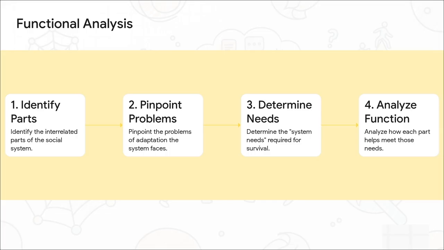And they have a pretty clear-cut method for analyzing all this. It's basically a four-step process. First, you identify all the different parts of the social system. Then, you figure out what kinds of problems that system is facing. Step 3 is figuring out what the system needs to survive, its system needs. And finally, you analyze how each one of those parts we identified back in step 1 helps meet those needs. See? It's a pretty logical breakdown.